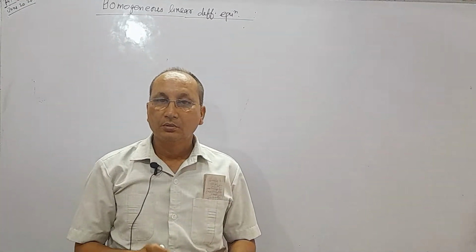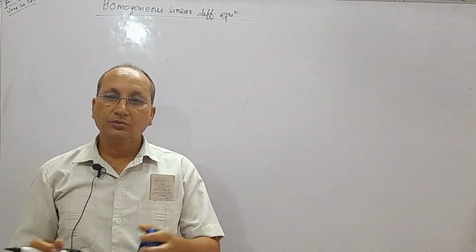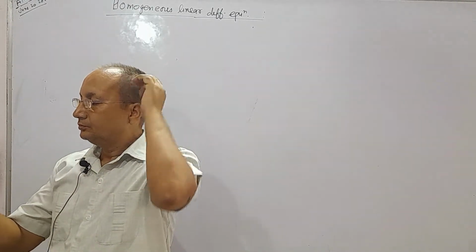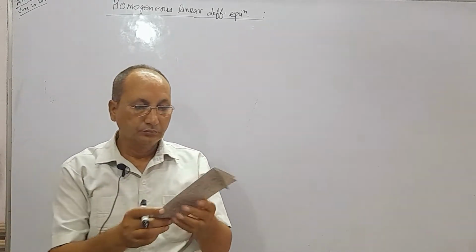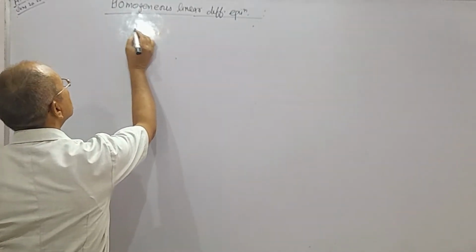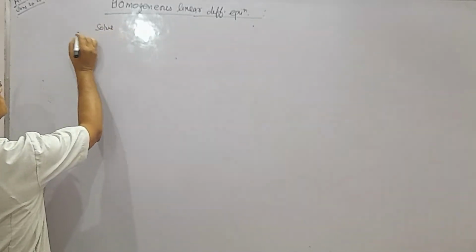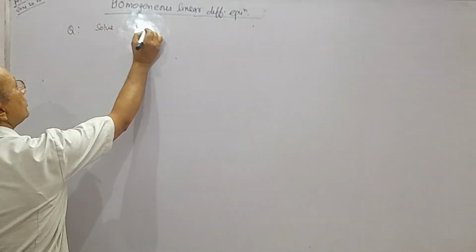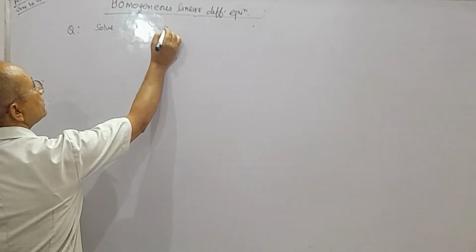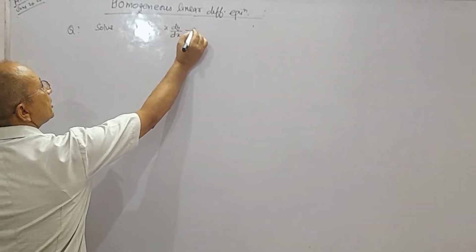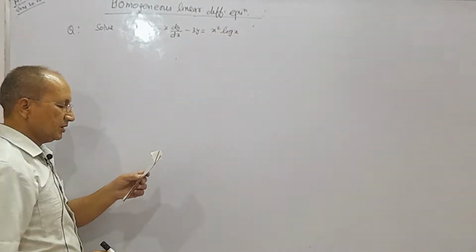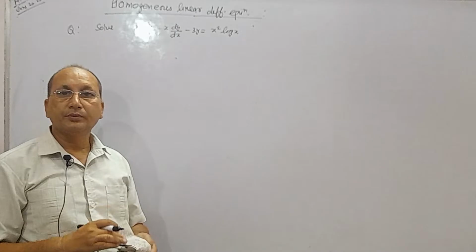Students, we solve question number 1. The question is: solve x square d2y upon dx2 minus x dy upon dx minus 3y equals x square log x. That is the question which we will solve.